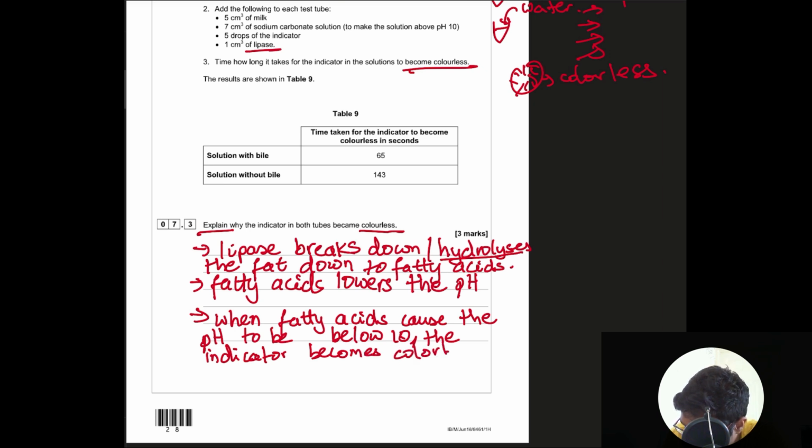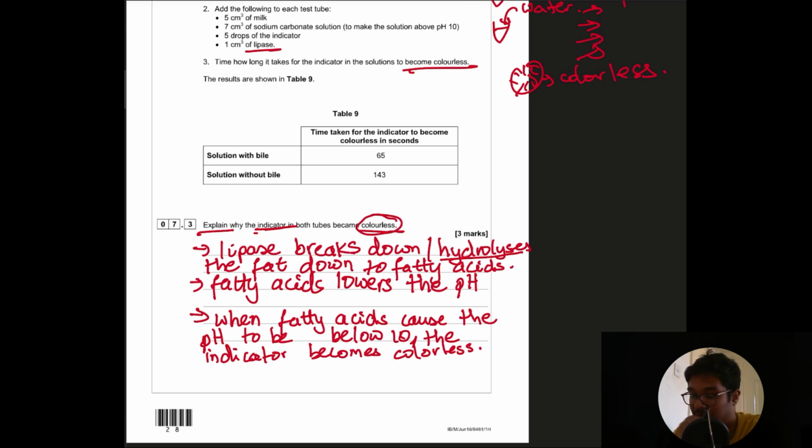So look at how I've structured my answer. They firstly start with the question, why the indicator, and those are very key words to include in the question. So indicator becomes colorless. This means the end of the answer must lastly be with the word colorless or color change. So in this one, we can see that lipase is an enzyme that breaks down the fat into fatty acids. And because the acids lower the pH, the fatty acids cause the pH to be below 10. Therefore, the indicator becomes colorless.